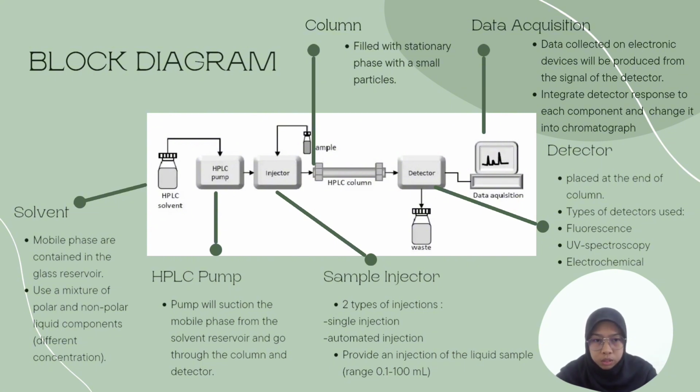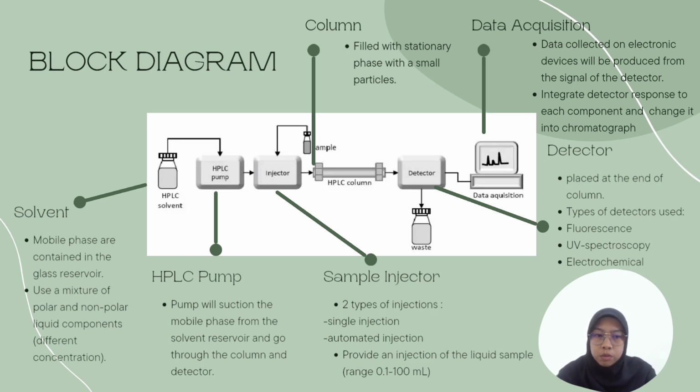The columns are usually made of polished stainless steel and are between 50 and 300 mm long and have an internal diameter between 2 and 5 mm. They are commonly filled with a stationary phase with a particle size of 3 to 10 micrometers. Columns with internal diameters of less than 2 mm are often called microbore columns. Ideally, the temperature of the mobile phase and the column should be kept constant during an analysis.